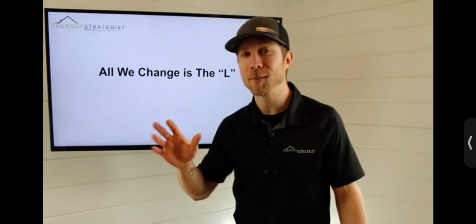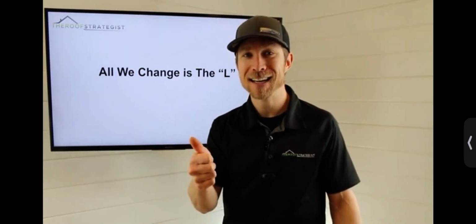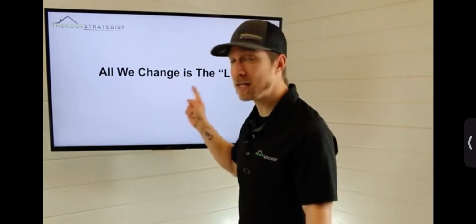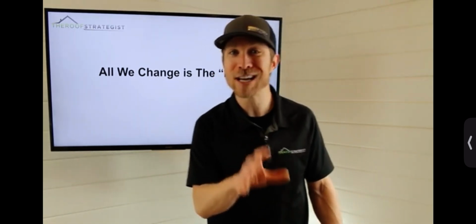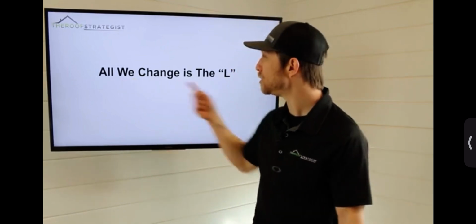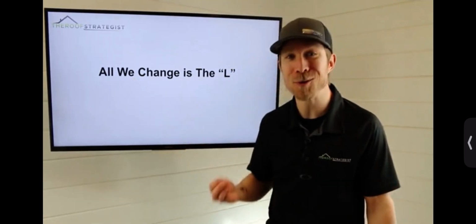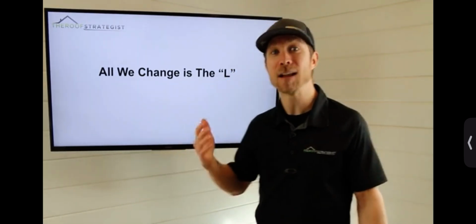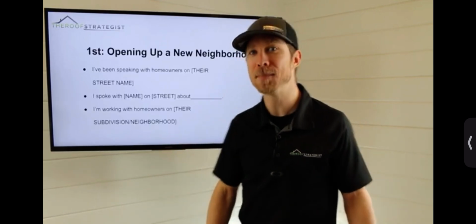So in the SLAP formula, say hi and break the ice, and then let them know why you're there. That's what's changing. And then the A, the asking of the open-ended question, pretty much stays the same. Of course, you've got different language you can plug in, but that's what makes this formula so easy: all we're going to be changing is the L, letting them know why we are stopping by. And it looks like this.